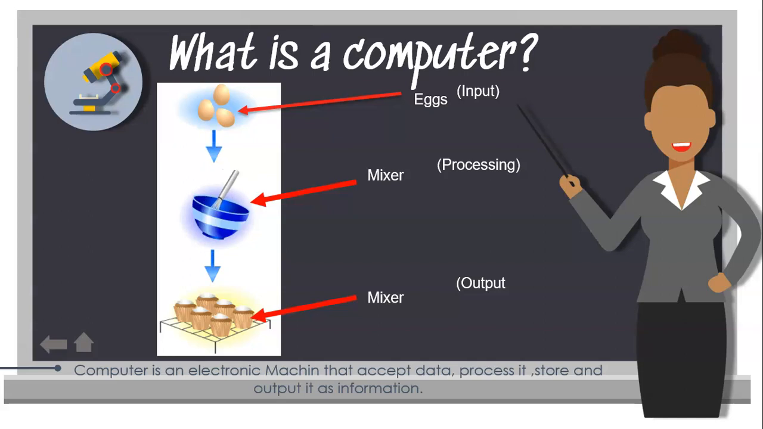What you are seeing in the picture is not an electronic device, but a computer is an electronic machine that accepts data. Like the mixer accepting the eggs and mixing them, it processes, stores, and outputs information. The food at the bottom as output is what makes sense when you eat. So this explains the definition of the computer.